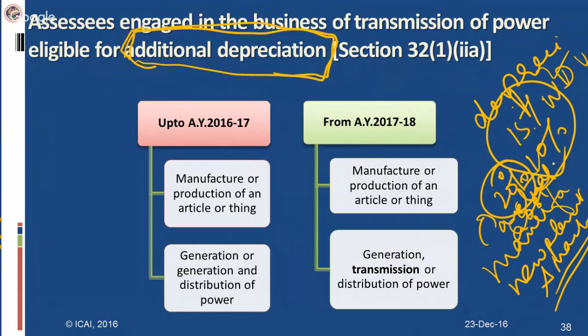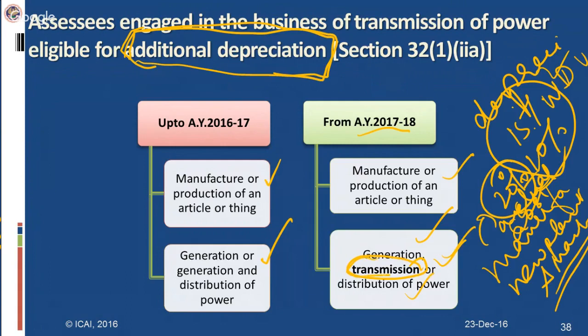So far, up to assessment year 16-17, an assessee engaged in the manufacture or production of article or thing was entitled to additional depreciation. An assessee engaged in the generation and distribution of power was also entitled to additional depreciation. This year, from assessment year 17-18, assessees engaged in the transmission of power are also entitled to additional depreciation at 20%. Manufacture or production of article or thing is there, generation, transmission or distribution of power. He can do generation of power, transmission or distribution of power.